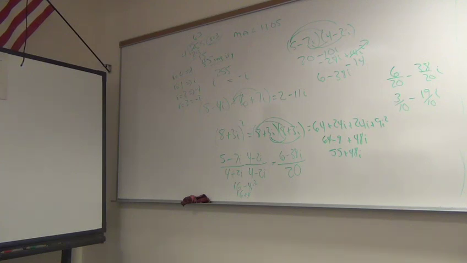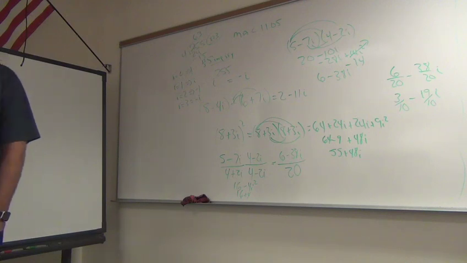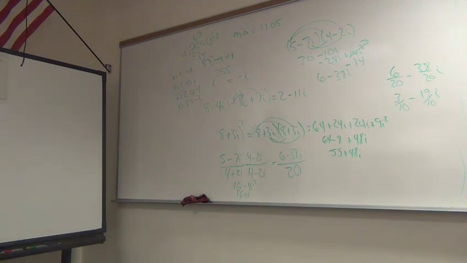Questions, comments, concerns? Does i squared always end as -1? Always takes out a -1, yes. i squared will always become -1.